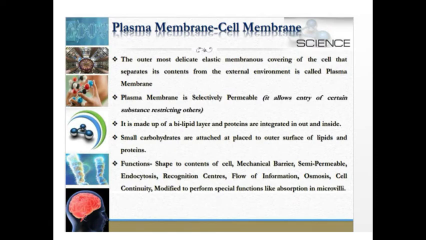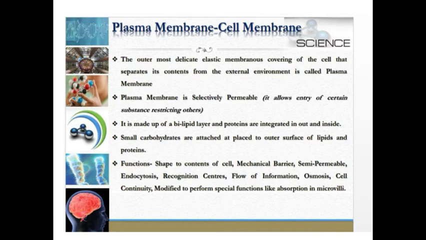So what is plasma membrane? The outermost delicate elastic membrane which covers the cell and separates its content from the external environment is called the plasma membrane. It is elastic in nature, which allows the particles to move in and out. It is covering the whole cell and protecting it from the environment. So the outer layer is called the plasma membrane.